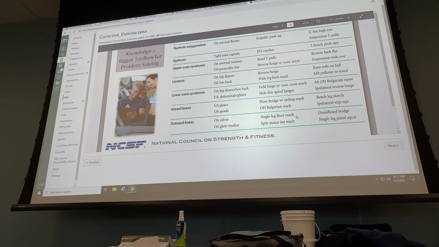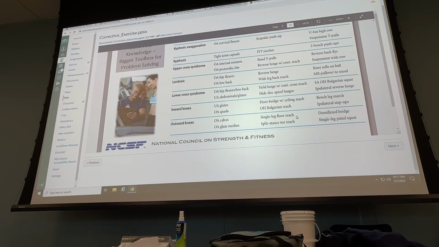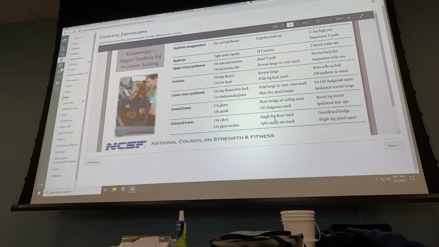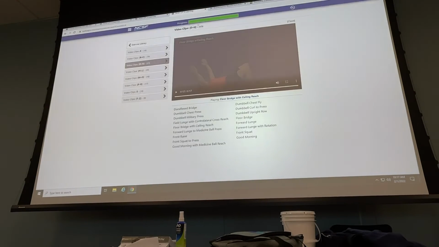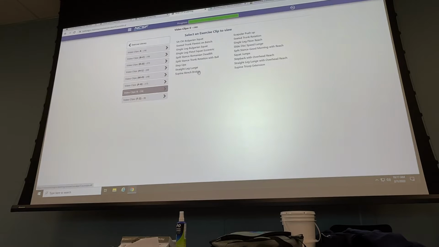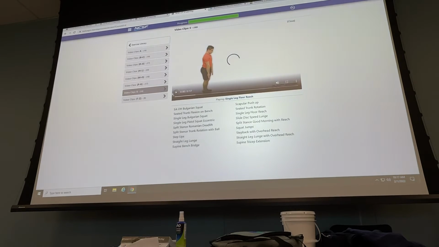Outward knees, okay, that's when the knees go out, so overactive calves or overactive glute medius. Something like a single floor reach. Let's see if they have that. Single floor reach. I can't even guess some of their exercises. I thought that was something else.